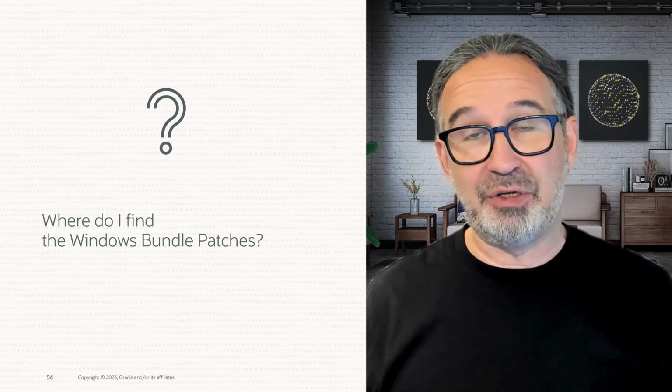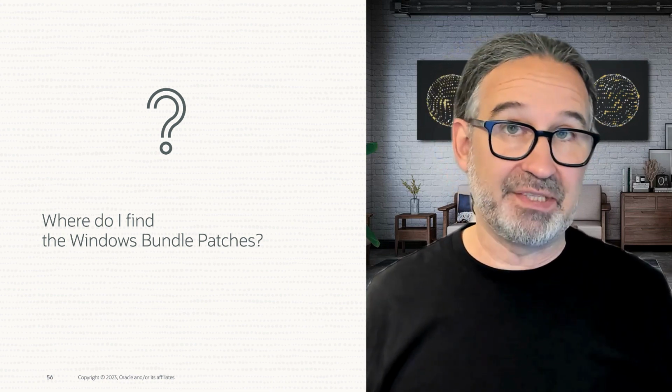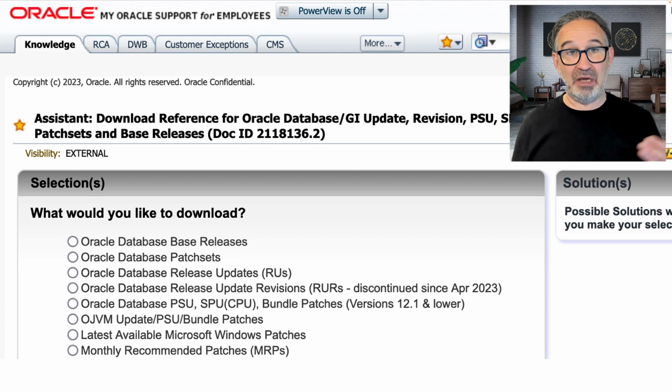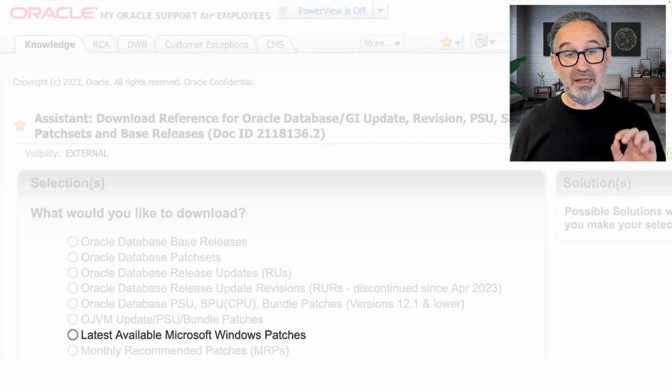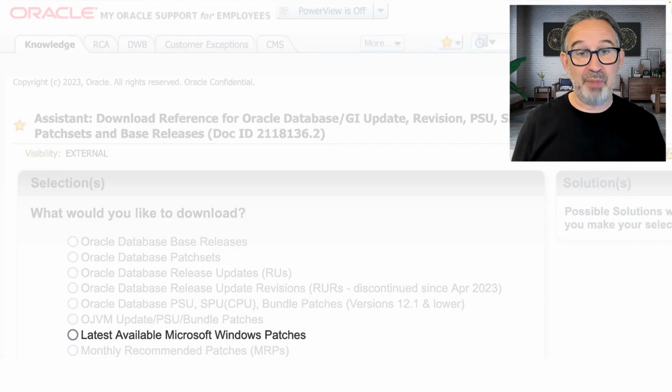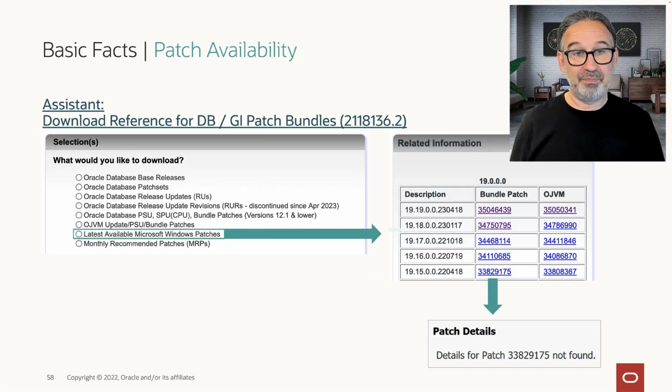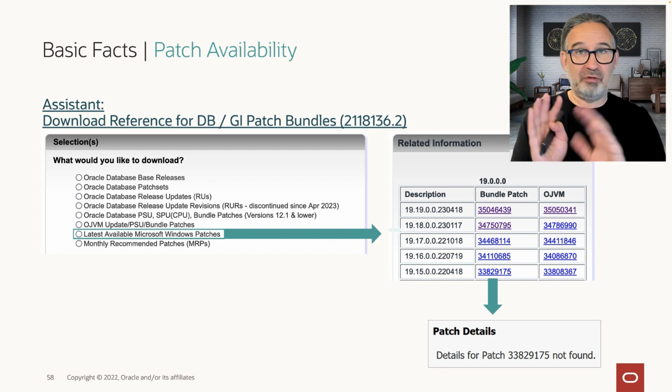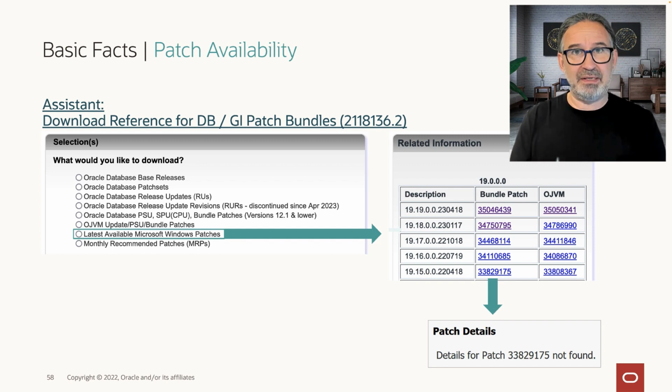But where do you find a Windows bundle patch? Very simple. We have our download assistant. The assistant download reference has a specific bullet point here, latest available Microsoft Windows patches. And when you click there, you'll find them. So you see this here, I click, and then I get the list up to 19.19. But I haven't patched to 19.19. I'm interested in 19.15 for whatever reason. Let me just play this game through here.